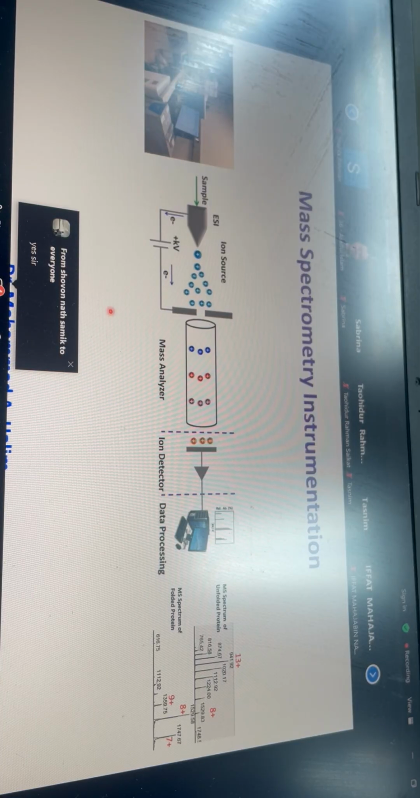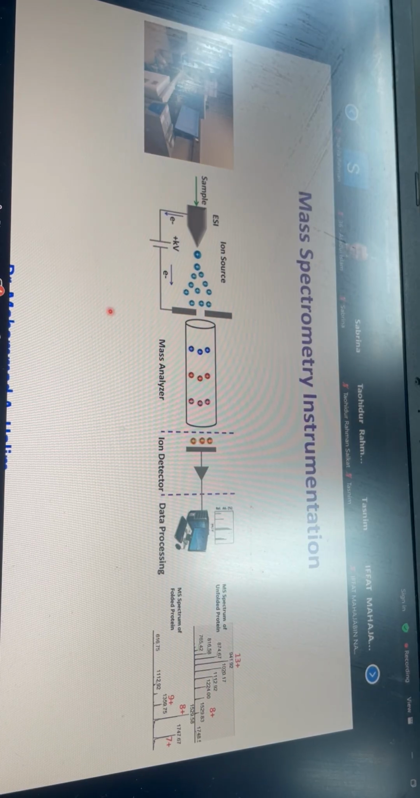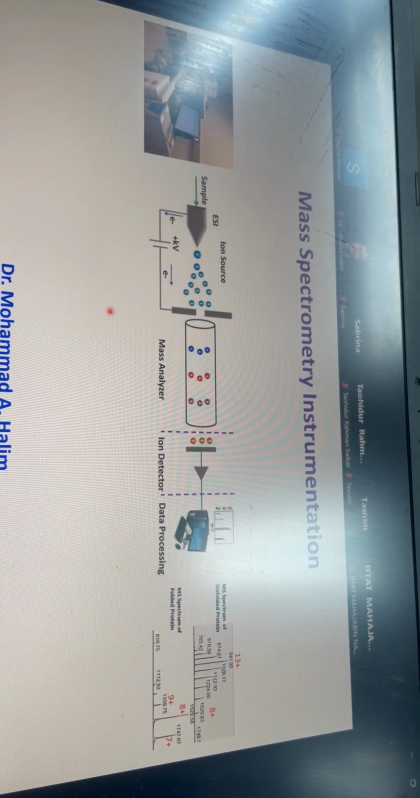...was invented, when it was started, and different types of ionization techniques. So in mass spectrometry, there are some core components. One is the ion source. So we have the ion source, and then we have the mass analyzer and detection system, and then data processing. So here, as you can see, there's a typical mass spectrum for a folded protein.